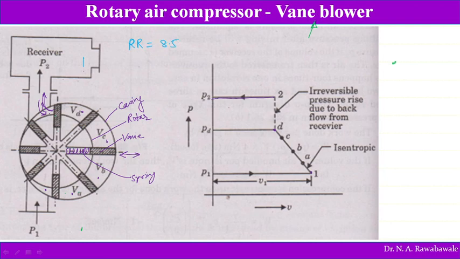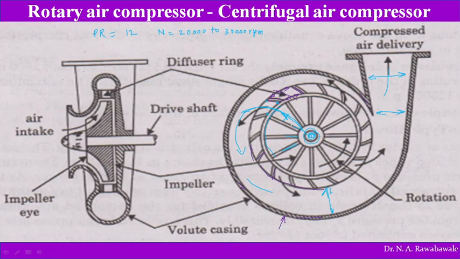It can increase pressure up to 8.5 times the inlet pressure, and it runs at 3000 rpm, and it's capable of delivering 150 meter cube of air per minute, FAD, free air delivered. This is how these compressors work.